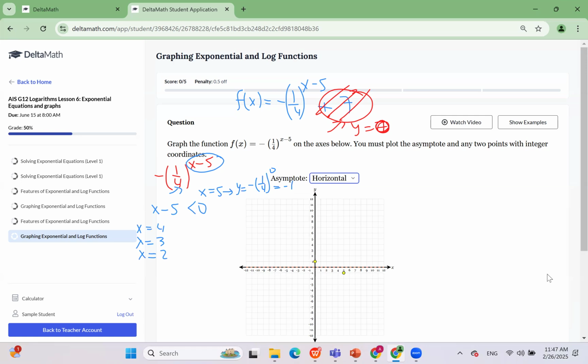And then try maybe 4. So if you have negative 1 over 4 power 4 minus 5, this is negative 1 over 4 power negative 1, which is negative 4. So y equals negative 4. So this is your second point. So when x is 4, y is negative 4, which is right here. And we're done.